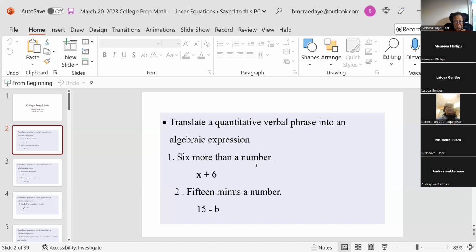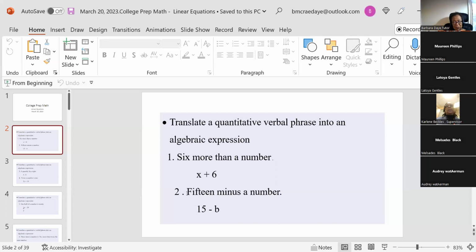50 minus a number. You're saying we should do this, miss? No, we just did it. I'm going through some that we're doing, and then I'll have you do some. It is translated. I'm translating the verbal into algebraic. So the verbal is 6 more than a number. Algebraic is x plus 6.